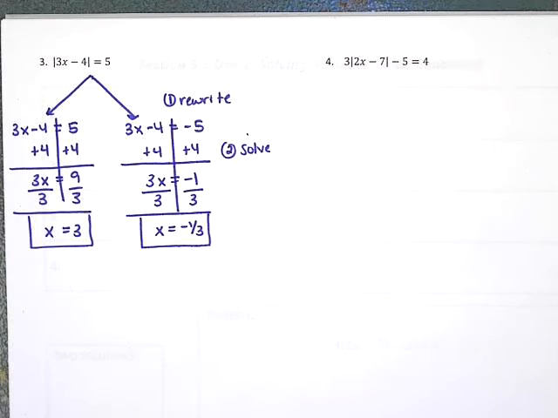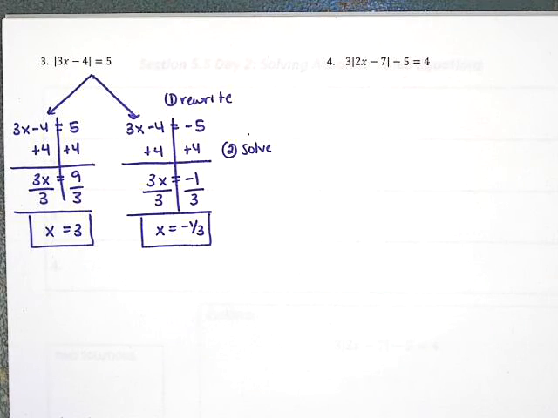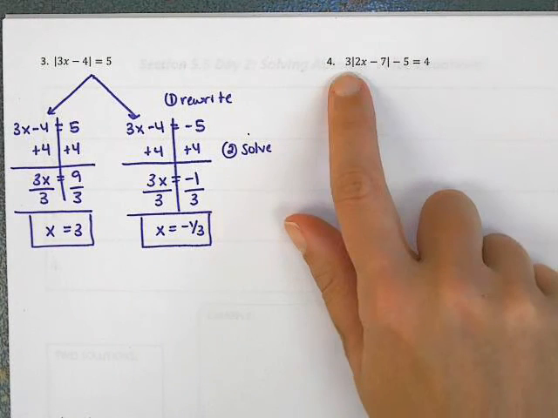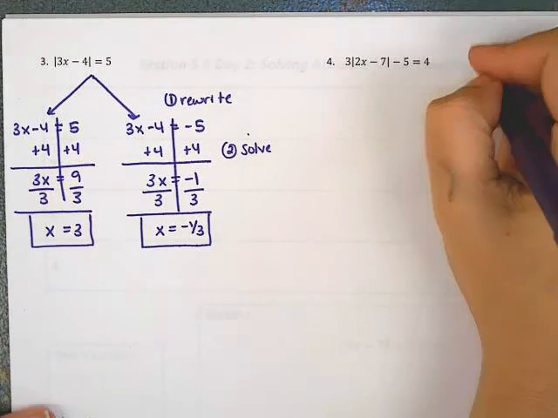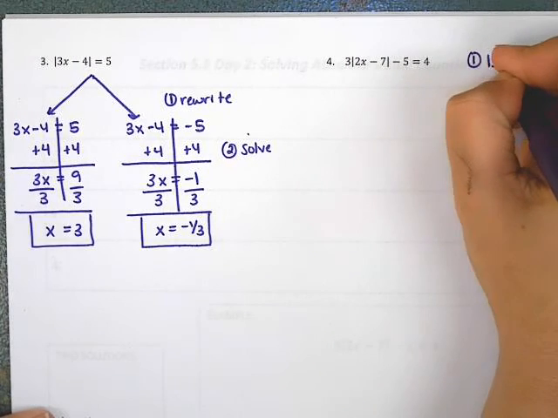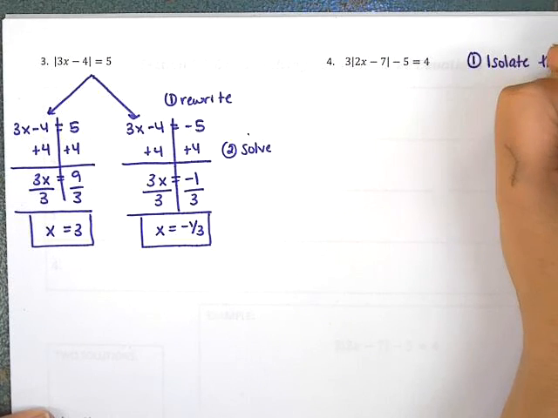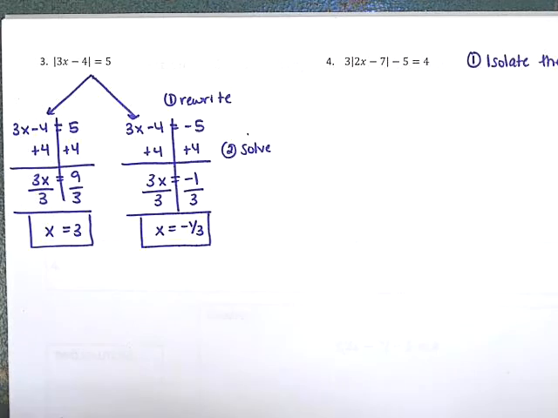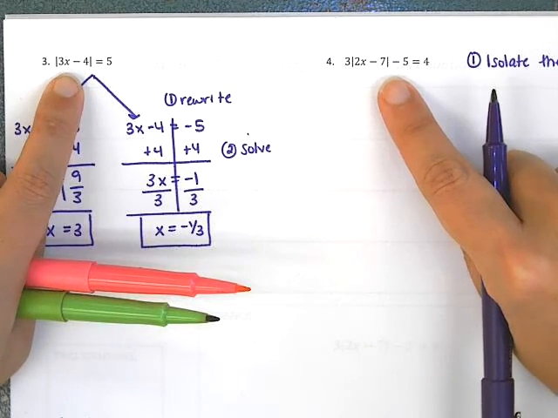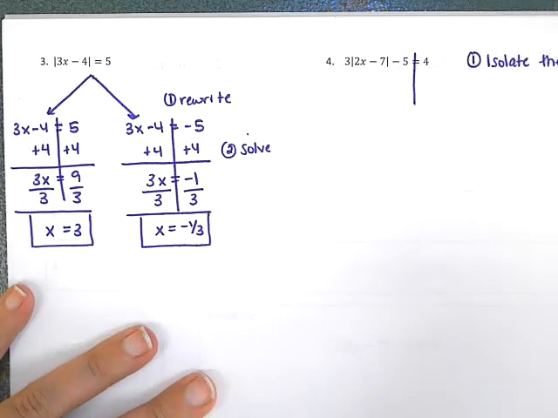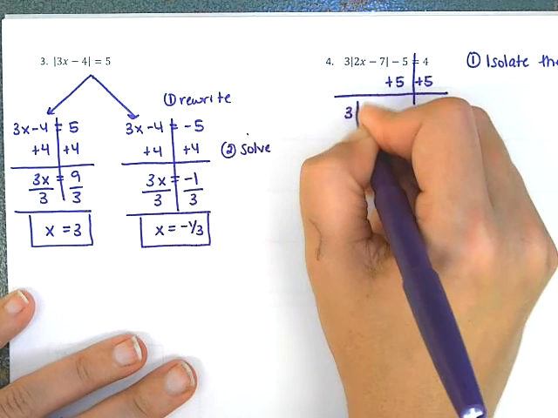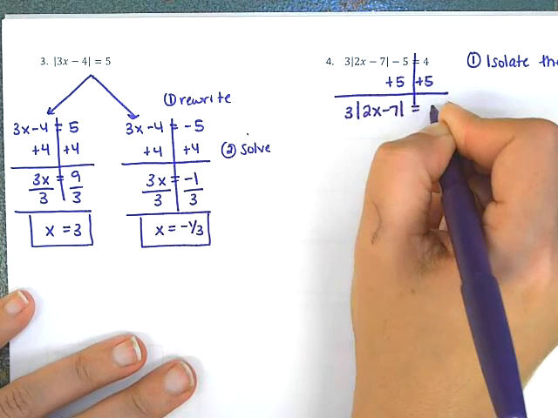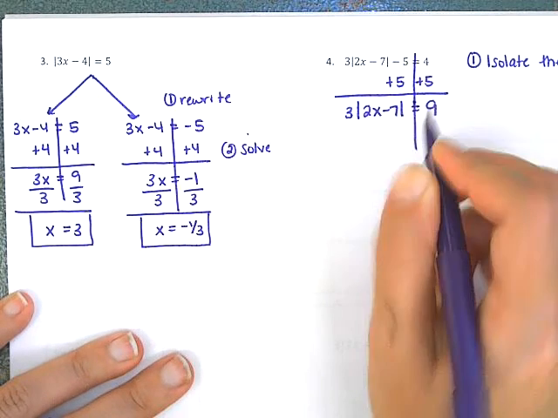In this problem, you'll notice that we have the absolute value, but we also have some numbers that are outside of the absolute value. Like, see how this 3 is on the outside and the negative 5 is on the outside? Before we can rewrite it, we need our first step to be isolate the absolute value. In other words, we want the absolute value to be by itself on the left side. So let's see if we can do that. In order to get the absolute value by itself, you're going to add 5. You get 3 times the absolute value of 2x minus 7 equals 9. Now you cannot distribute the 3.